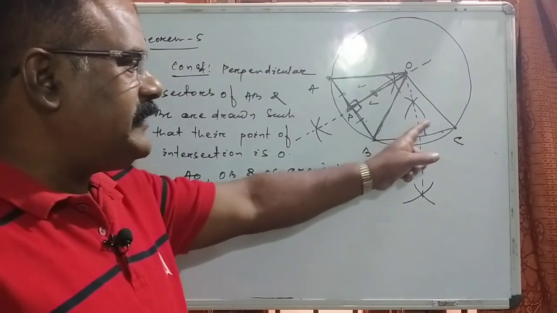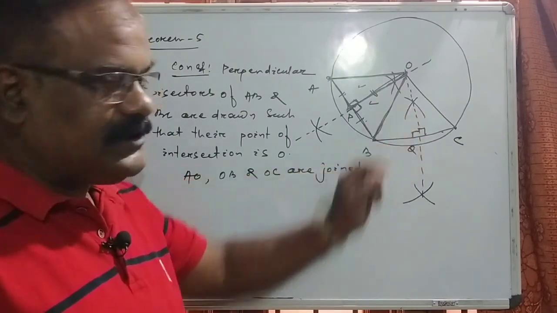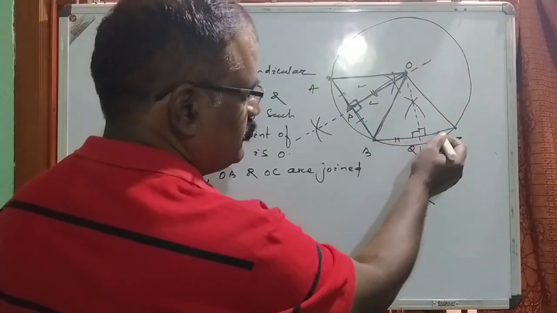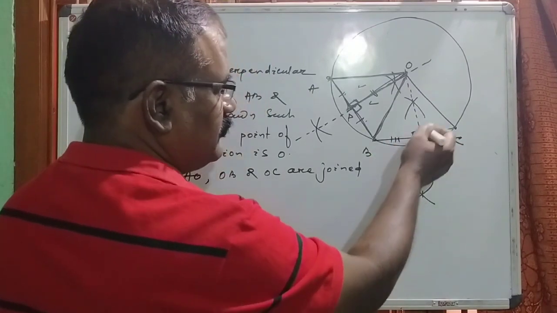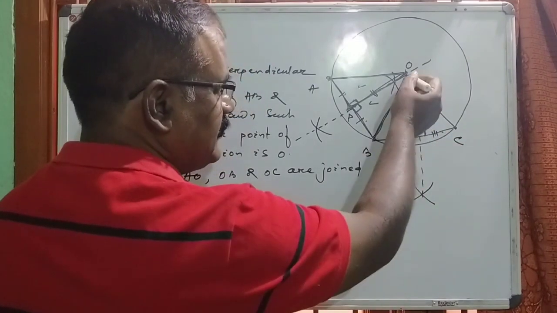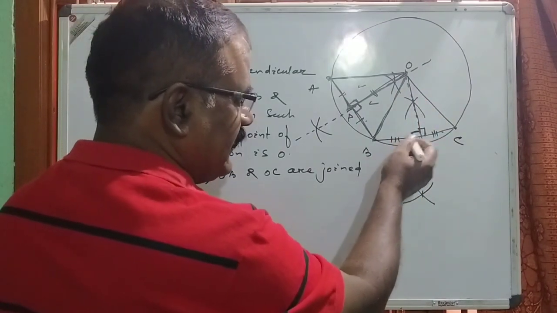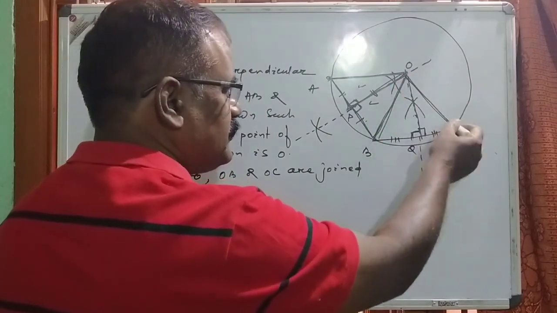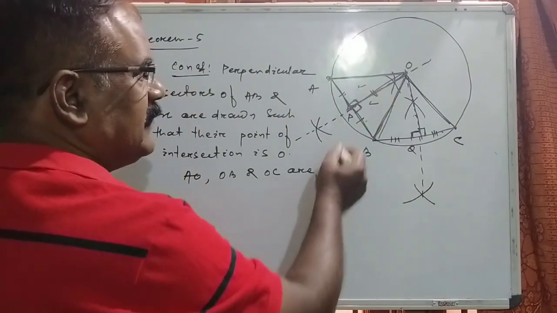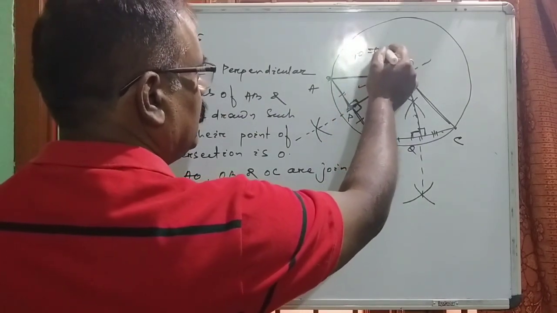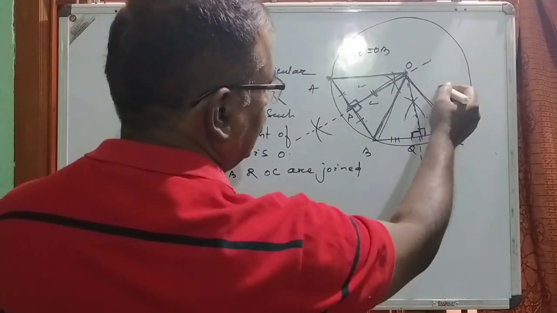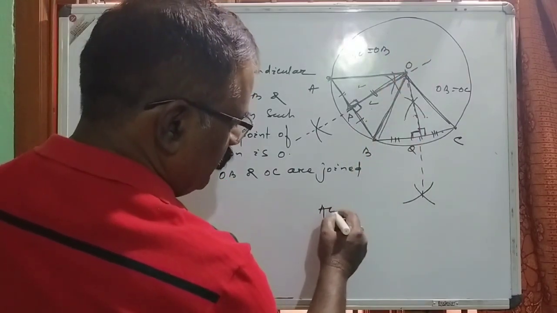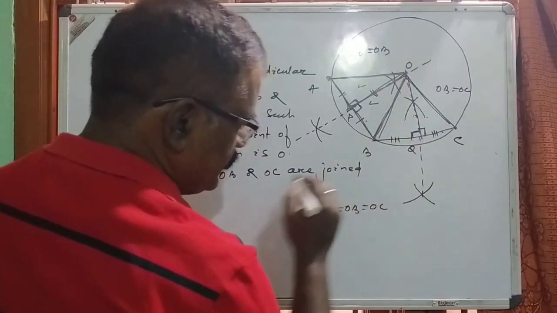Similarly, taking the other 2 triangles, we can prove that OB is equal to OC. In the same manner, these two sides are equal by construction, this is 90 degrees and this is also 90 degrees, and this is common. So by side angle side these two triangles are congruent, and we get OB is equal to OC. So from the first pair of triangles we got AO is equal to OB, and from the second pair we get OB is equal to OC. Hence AO is equal to OB is equal to OC.